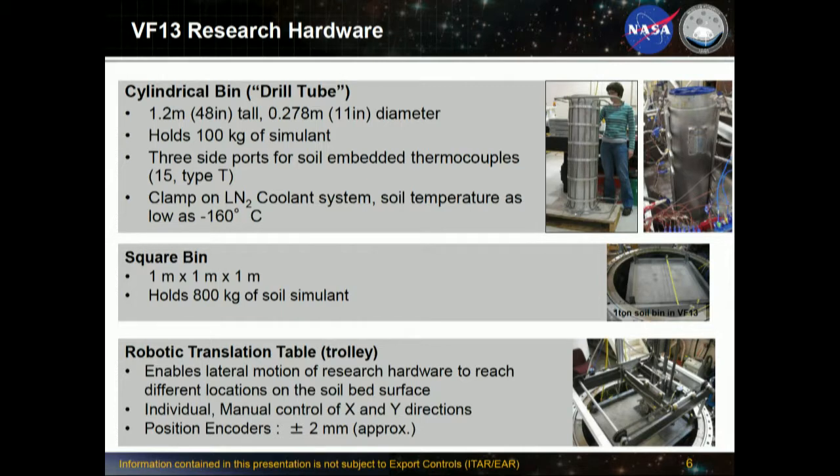So you can see this is our old one. We had some coolant loops. This year we upgraded. It's a concentric shell, so we're fully filling LN2 around the outside of the tube. We've gotten as low as -160 degrees C in the soil.